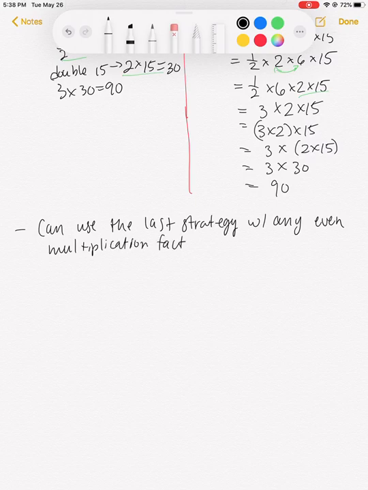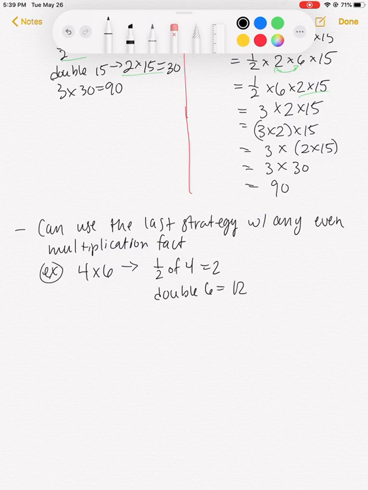So we look for strategies to help the students learn their multiplication facts in like 4th grade. And we have 4 times 6, for example. If we half 4, half of 4 is equal to 2. We go ahead and double our 6, this is the second number, which is equal to 12. We can say that 4 times 6 is the same as 2 times 12, which is equal to 24. Okay, so halving the first number, doubling the second.